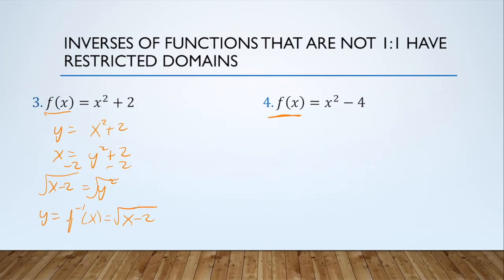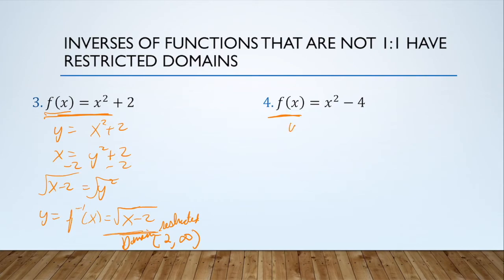Now this domain isn't going to be the same as the domain of our original function, because the square root of x minus 2 has to be positive. So in this case, this domain is restricted as long as x is greater than 2. So the domain is restricted from 2 to infinity.